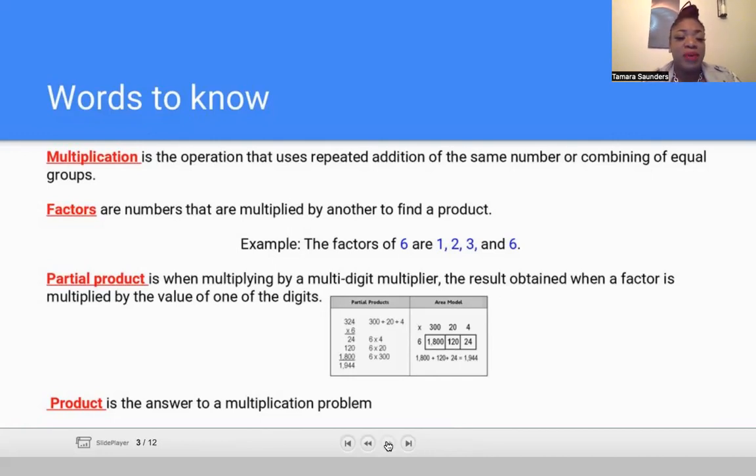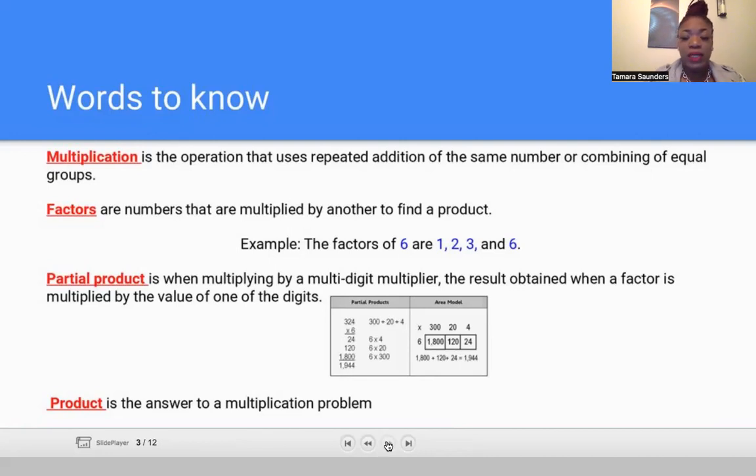And then of course we have partial product. We're not necessarily going to be using the partial product method today, but I just wanted to drop it in in the event that that's something that you would like to look at. This is when we're multiplying by a multi-digit multiplier, and the results obtained when a factor is multiplied by the value of one of the digits. And then of course you already know that a product is the answer to a multiplication problem.